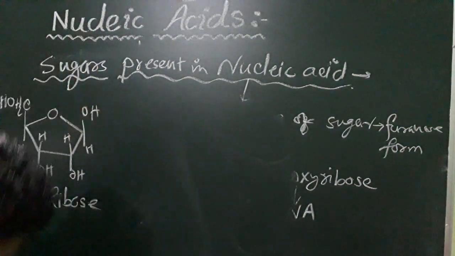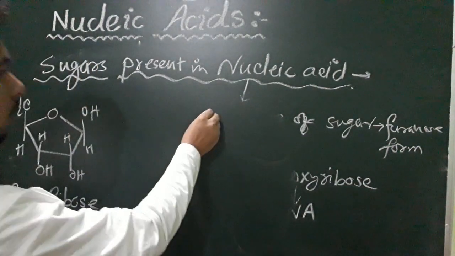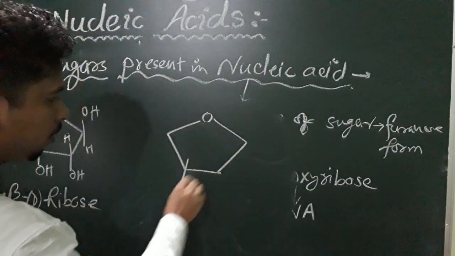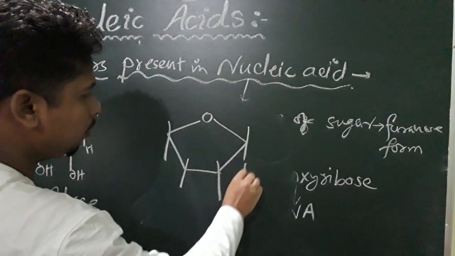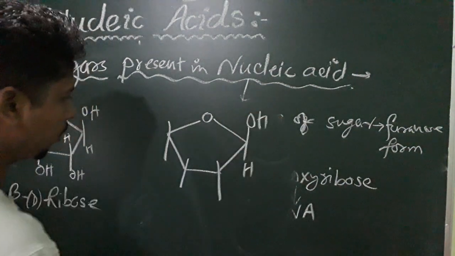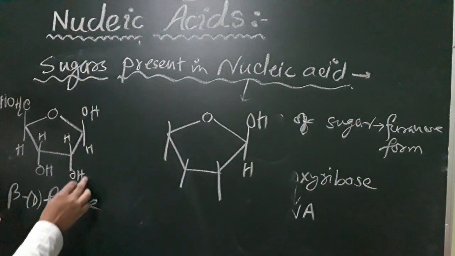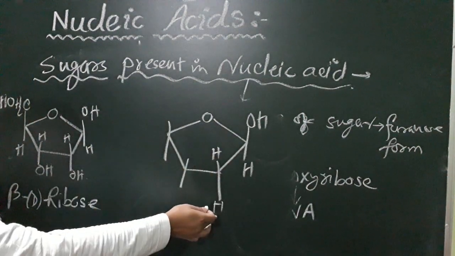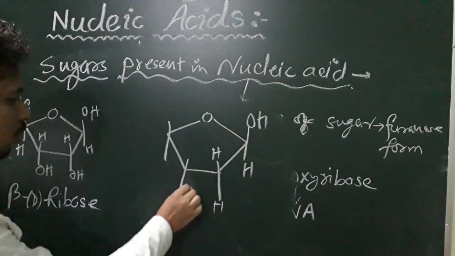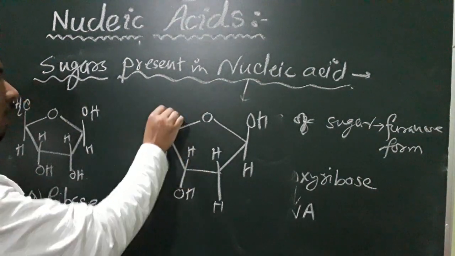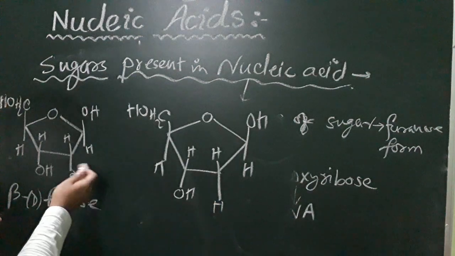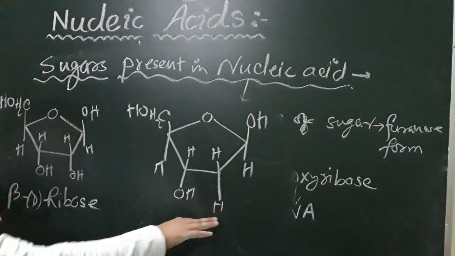Here you see the structure of deoxyribose. Here will be oxygen, the heterocyclic ring. Here will be hydrogen, OH. In place of this OH there will be one hydrogen. In both the places we have hydrogen. Here we have OH, hydrogen H, and CH2OH. Deoxyribose means one oxygen will be removed. One oxygen will be less here.